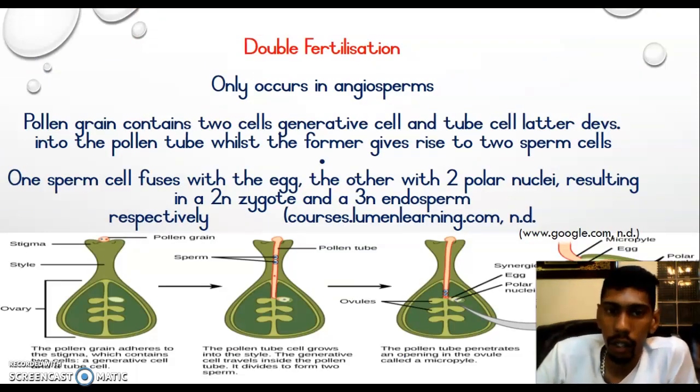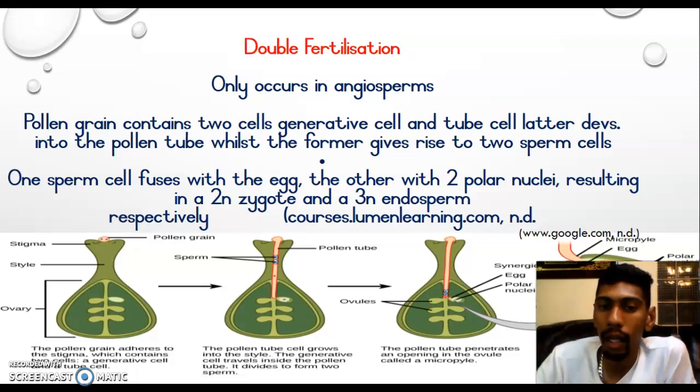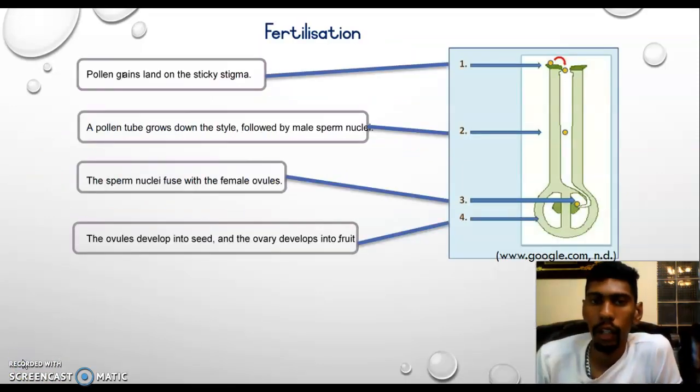Double fertilization only occurs in angiosperms. One sperm cell fuses with the egg, the other with two polar nuclei, resulting in a 2N zygote and a 3N endosperm, respectively. Okay, so next I just have a picture of fertilization taking place, explaining how it takes place.